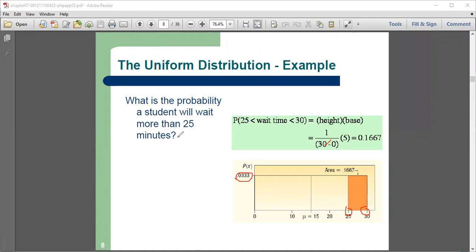Just keep in mind, by understanding the situation given in the question, that here they are asking only for more than 25 minutes, not from 0 to 30 minutes. In the previous situation, the student waits from 0 to 30 minutes. But in this situation, they are only considering those who waited more than 25 minutes. So this is the formula: probability of wait time greater than 25 and less than 30 is height into base, 1 divided by b minus a into b minus a. In this situation, 25 is a and 30 is b.